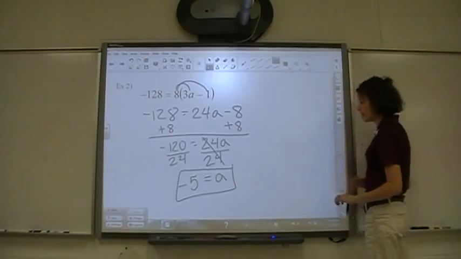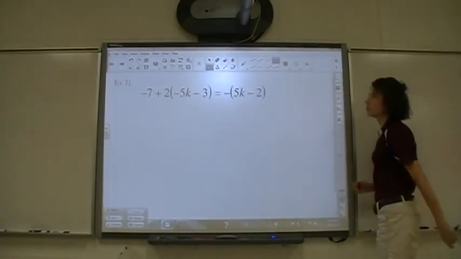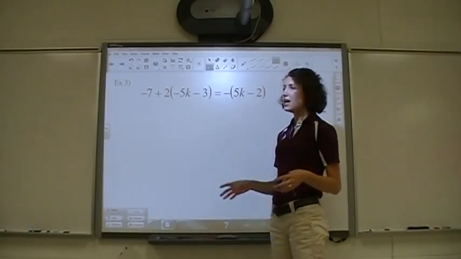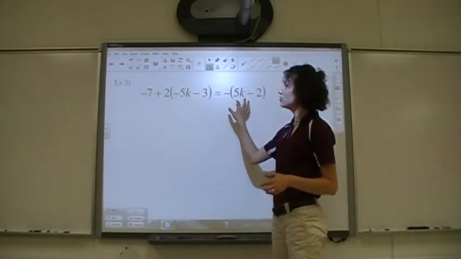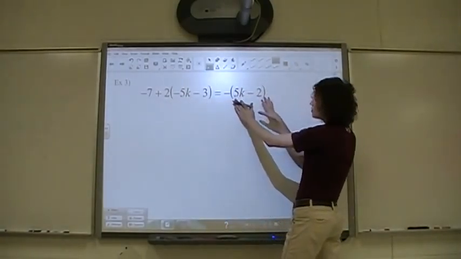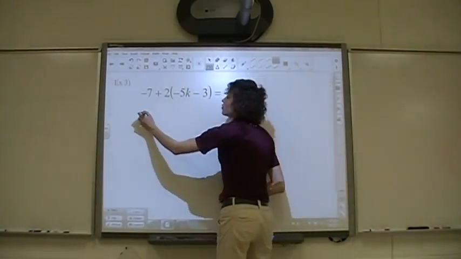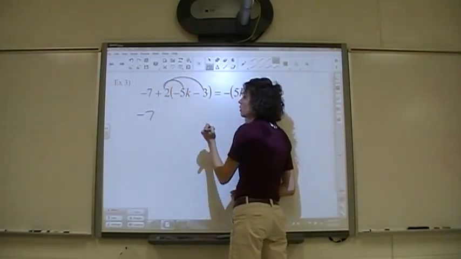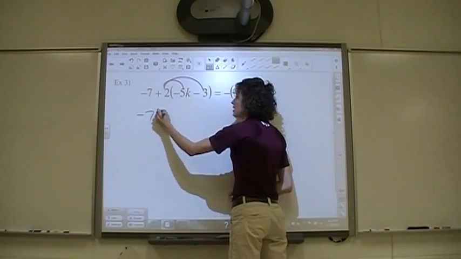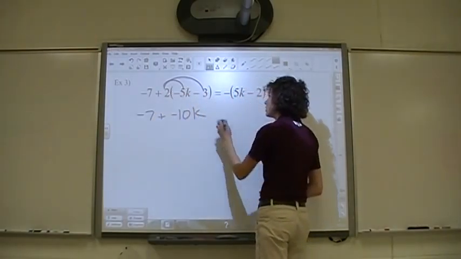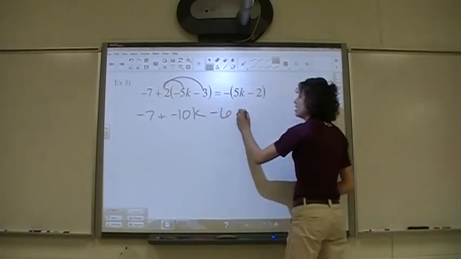All right, I got one more example for you. This one just looks a little bit crazier than before, but honestly, it's not that bad. All you have to do is go through and distribute. So, if you see you've got parentheses here that you have to distribute and here. So, first drop down your negative 7, then go through and distribute your 2. So you have a plus negative 10k. 2 times negative 3 is going to give me a negative 6 equals.